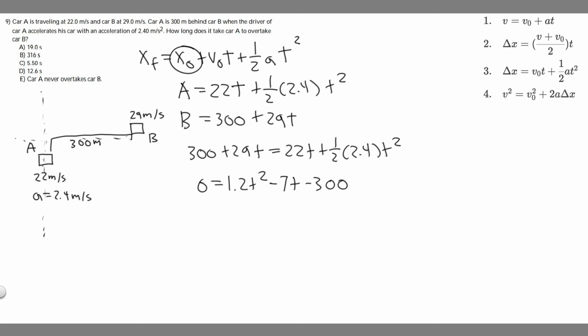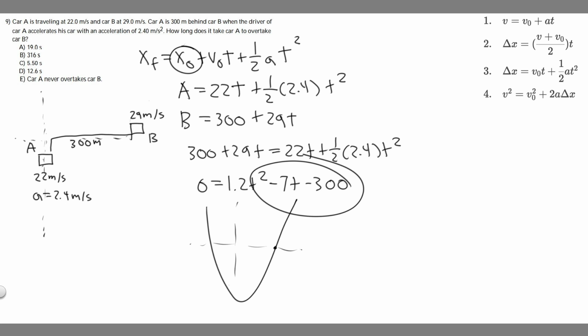You can do that, but what I recommend is using your graphing calculator. All you do is take your quadratic function, because we're going to get multiple values, plug it into your calculator and graph it: 1.2x squared minus 7x minus 300. If you graph it, you're going to get something that looks like this. It's not perfect, but you're going to get a positive and a negative value. Keep in mind, time has to be positive. There's no such thing as negative time, so your answer is going to be right here. For a quadratic, you solve for the x value when it equals 0, so just look on your graph and see where that happens.